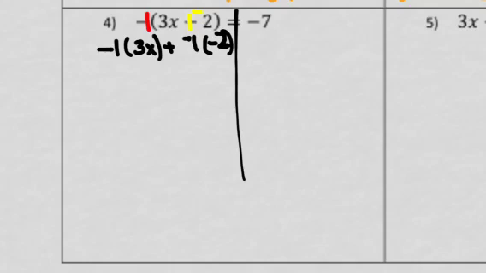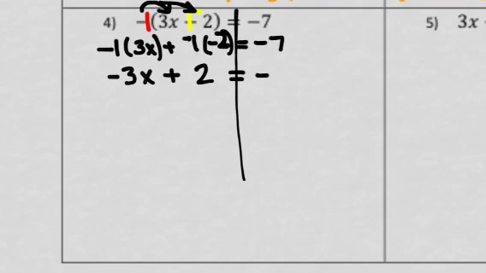So again, I took this negative 1 times 3x and this negative 1 times the negative 2 that you see there when I changed it to adding the opposite. And that equals negative 7. So when I simplify this, we get negative 3x plus, and a negative 1 times a negative 2 is a positive 2, equals negative 7.